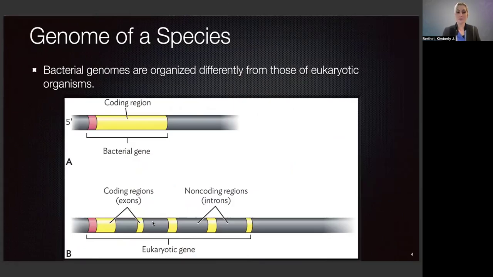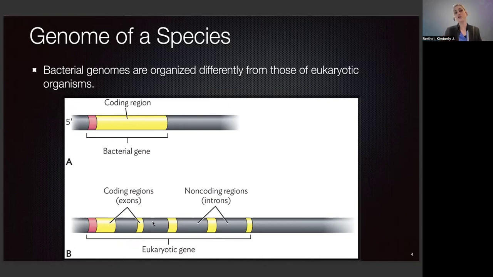Looking at genomes of bacterial cells, prokaryotic cells, versus eukaryotic cells, there's a big difference in how we structure the DNA sequence of the coding region. So in bacterial regions, the coding region, meaning what we take from DNA to RNA to protein through the central dogma, expression of genes, is all going to be in one region. So that's going to be a coding region, a bacterial gene.